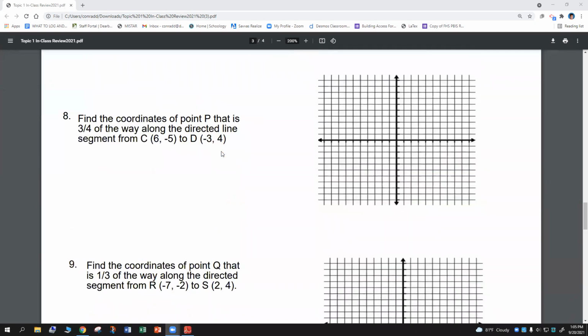Right. Number 8 here, find the coordinates of a point P that is 3/4 of the way along the directed line segment from C to D. So let's plot our points here. C is at 1, 2, 3, 4, 5, 6, and 1, 2, 3, 4, 5 down. So there's C. That's 6, -5. All right, then -3, 4. It's going to be D.